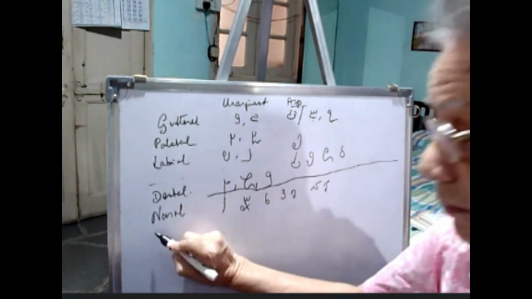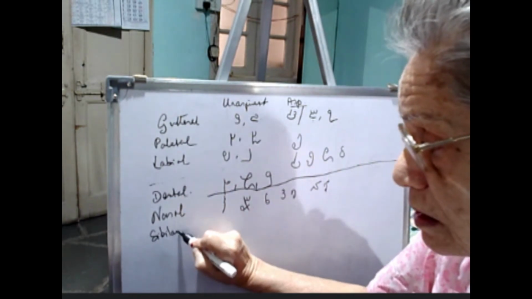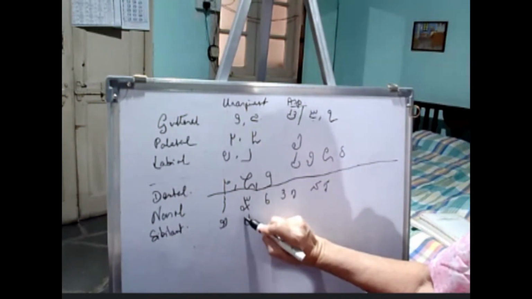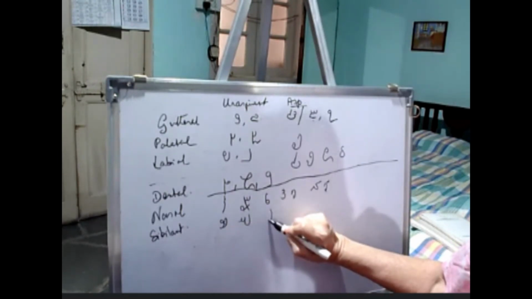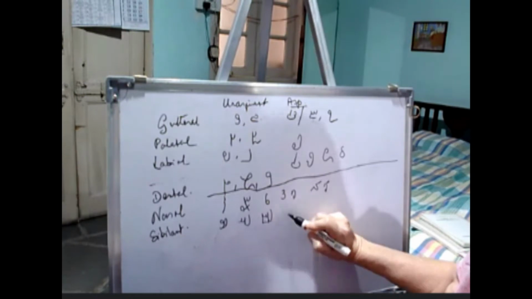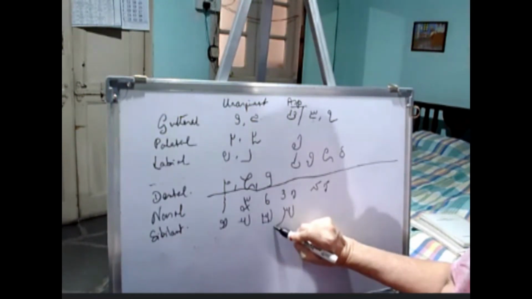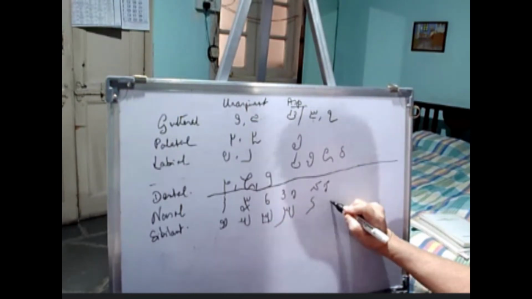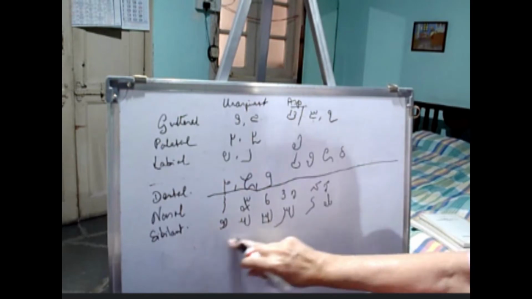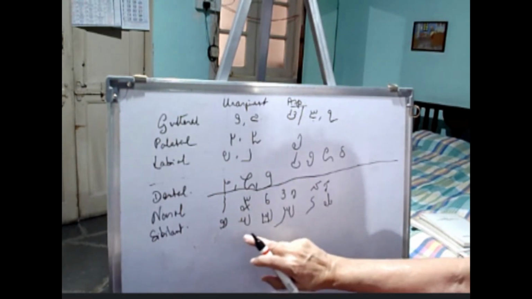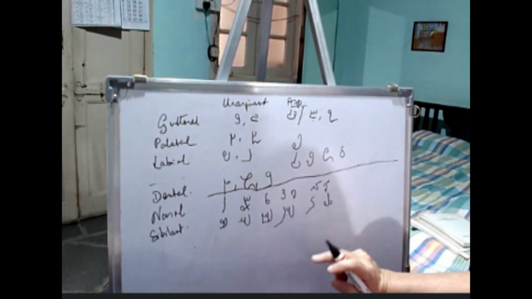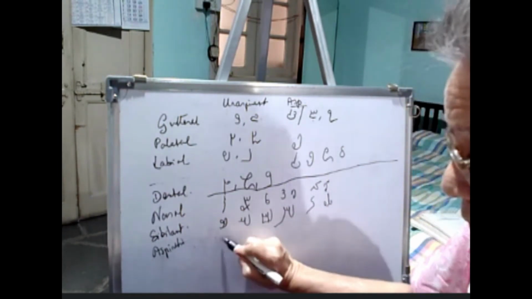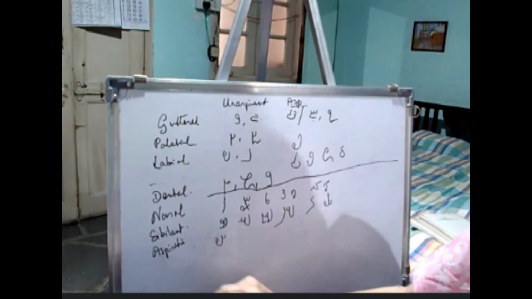Nasal, then sibilant. That you can say all the s's. So we come to sa, sha, sha, and za. All the sa and za are there. Then we come to aspirant. Aspiration is ha.